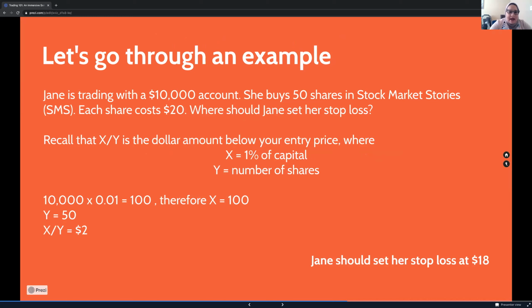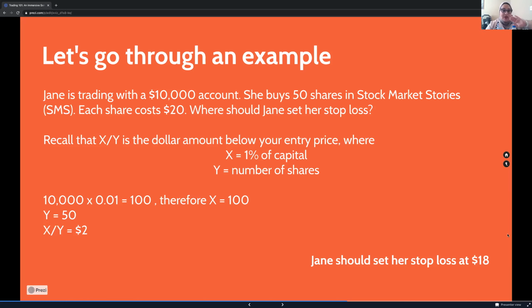So let's just say Jane is trading with a $10,000 account. She has 50 shares of Stock Market Stories. Each share costs $20. Anyway, we're just starting out, and of course Stock Market Stories never goes down. Only up. So each share is $20.